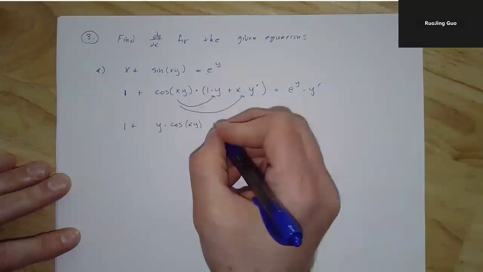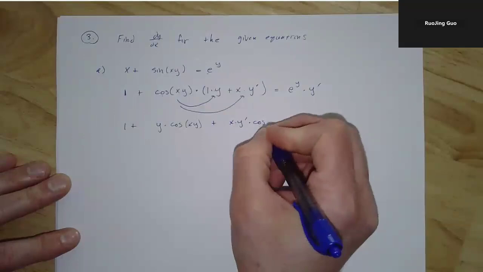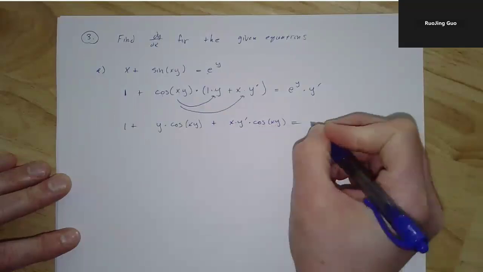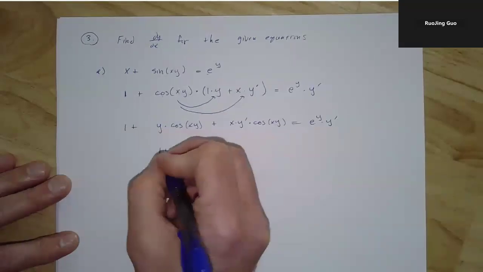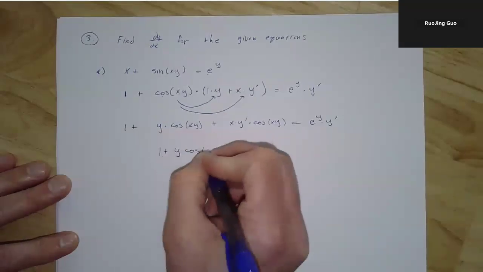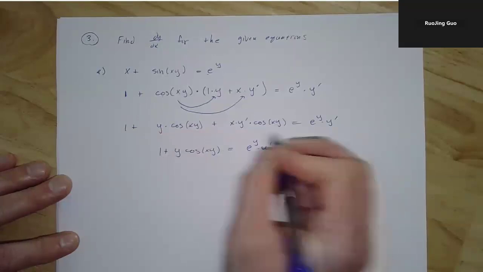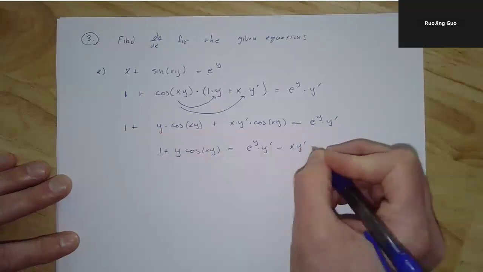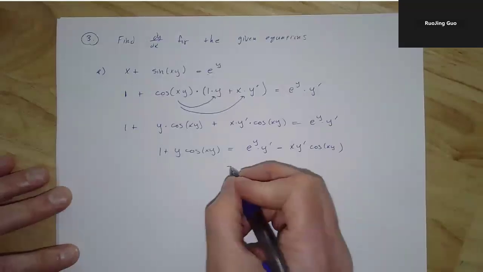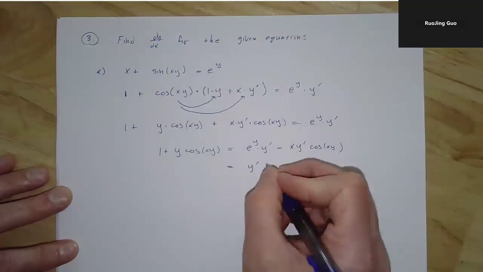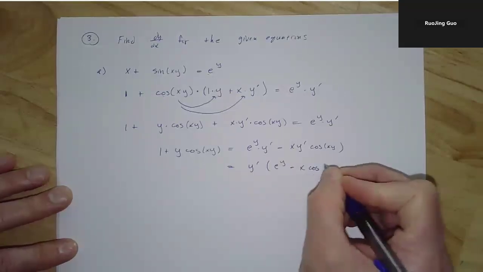Over here, I'd write this as x times y prime times cosine of xy equal to e to the y times y prime. Let's bring that over there. So we have 1 plus y times cosine of xy equal to e to the y times y prime minus this xy prime times cosine of xy. And then if you're feeling lazy, you might just say on the right-hand side here, we factor out the y prime, we're left with an e to the y minus x cosine of xy.